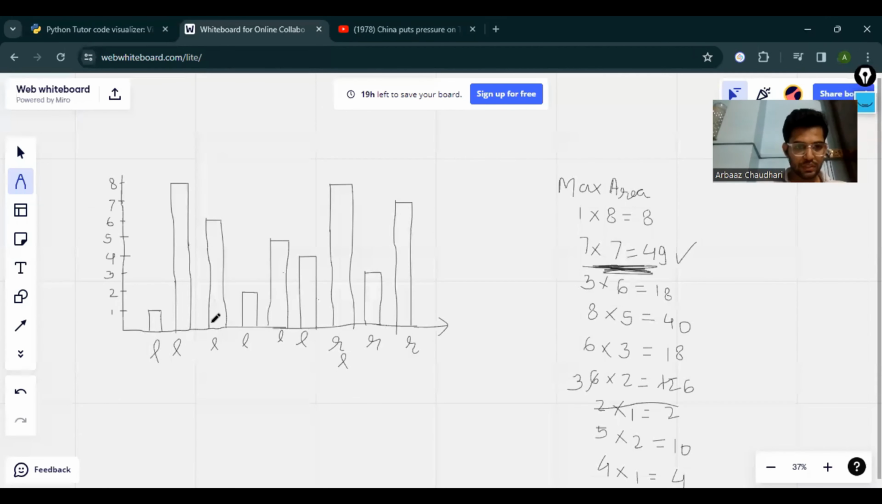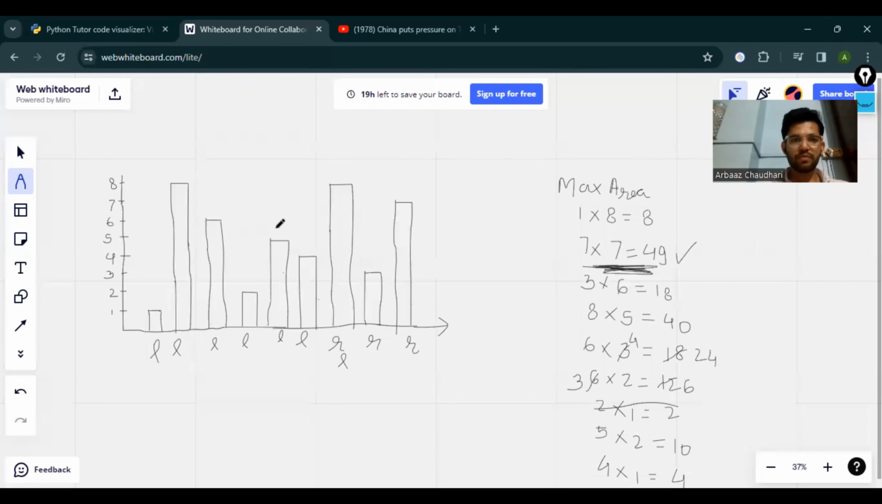Now let me count once again. 6 and 1, 2, 3, 4. Here 3 will not be coming, 4 will be coming. 6 fours are 24. Because here the height is 6 and the width is 1, 2, 3, 4, they will be multiplied and the area will be 24.